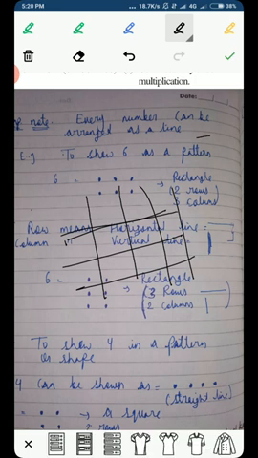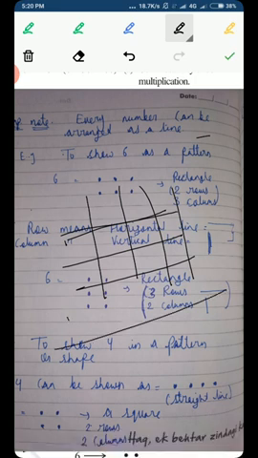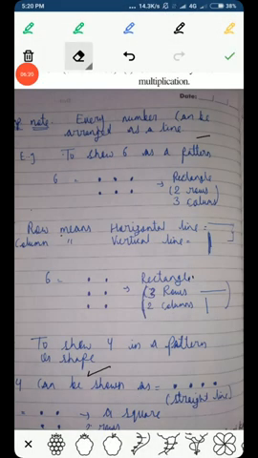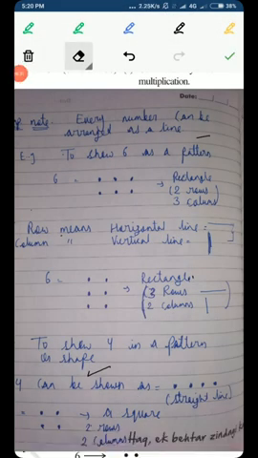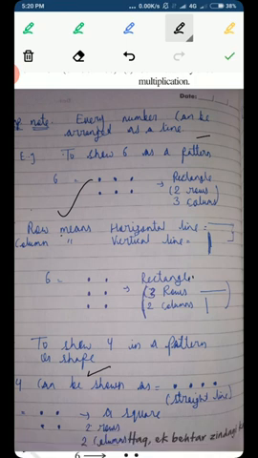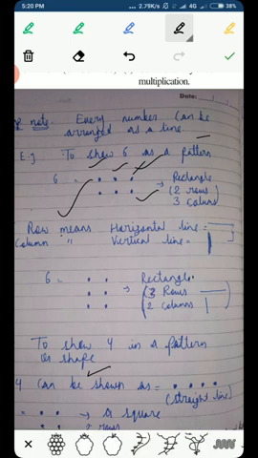If you're writing anything horizontally like this, then that is a row, and if you're writing anything vertically, then that is a column. So we have expressed 6 as a pattern of rectangle here. As you can see, we have drawn 3 dots in the first row and 3 dots in the second row. So 2 rows, first row, second row, and columns: first column, second column, and third column. So 2 rows and 3 columns.